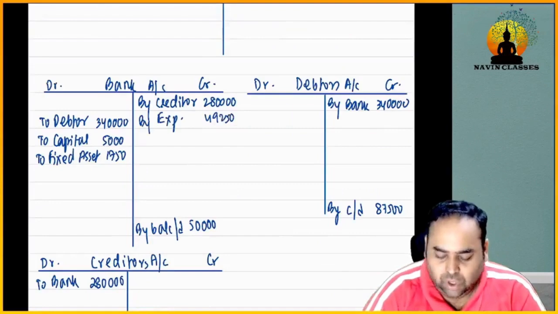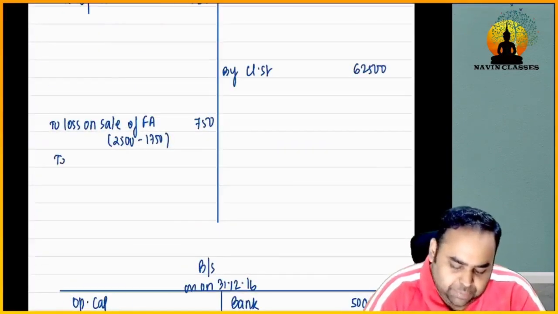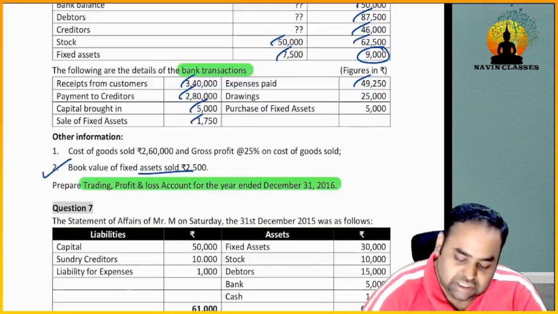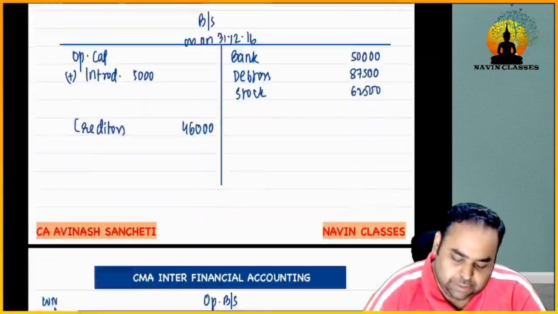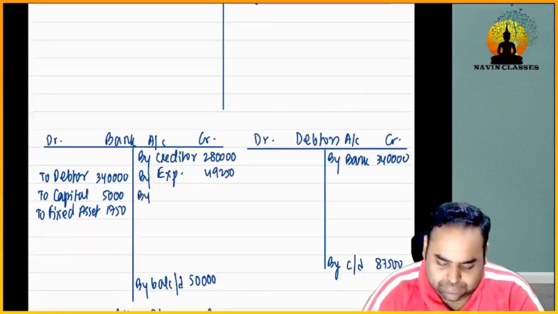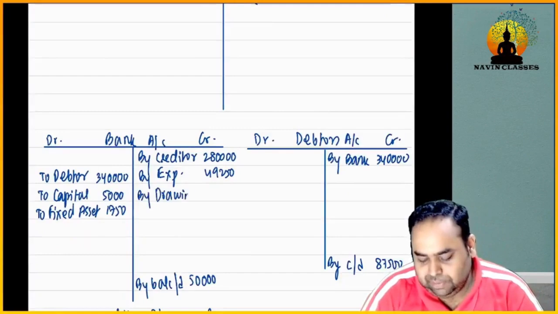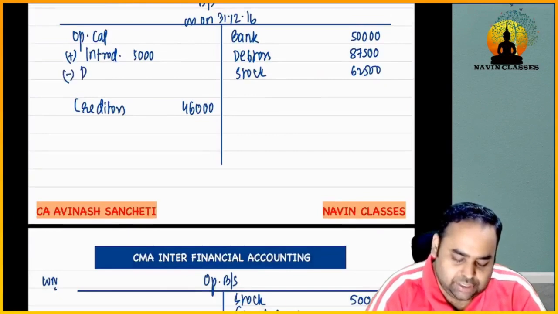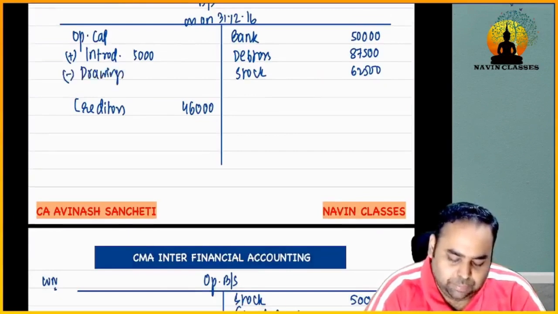49,250. And these expenses will come under the PL. Next, it's 25,000 for drawings in the bank by drawings. 25,000. So these drawings will be deducted from the capital.